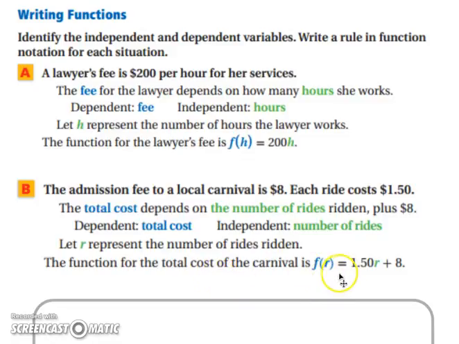So looking at the rule, you have $1.50 per each ride plus your $8, which is that initial fee. So that's the rule for this situation.